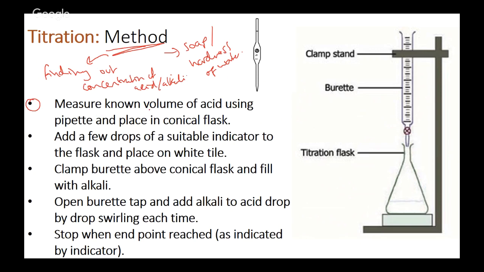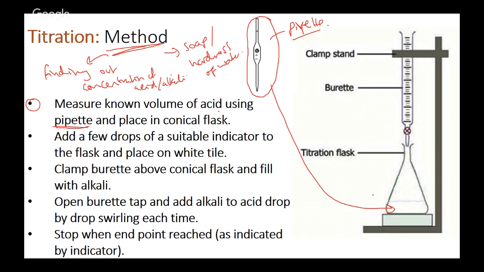So I've put measure a known volume of acid using a pipette and place in a conical flask. Lots of people don't realise that this pipette is the instrument used to measure out the acid before it is put in the flask, because people think pipettes are those little small things on the top of universal indicator bottles, for example. Pipettes are proper scientific equipment which will measure an exact volume for you. So just bear that in mind. You don't want to be writing about measuring cylinders or anything like that. Try and use the proper piece of equipment, which is a pipette.